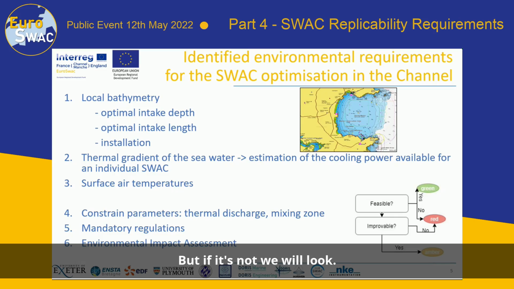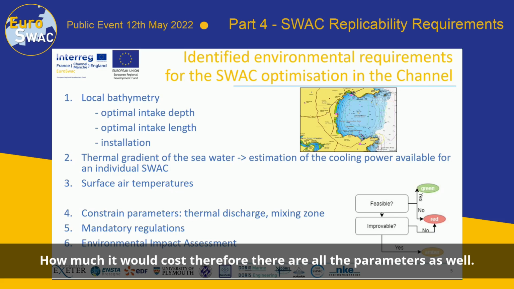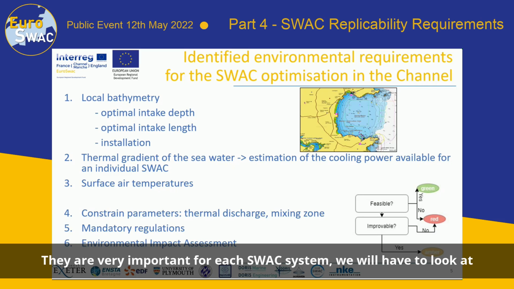But if it's not, we will look if we can optimize it, if it can be improved. If not, we can just totally ditch the idea. If it is improved, we have to see how much and how much it would cost. There are all the parameters as well, like constraint parameters, which will be thermal discharge and mixing zone, but they are very important for each SWAC system.